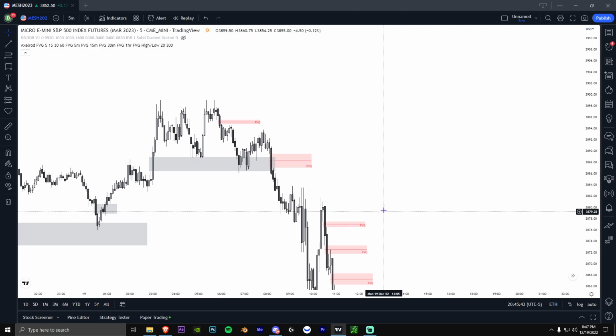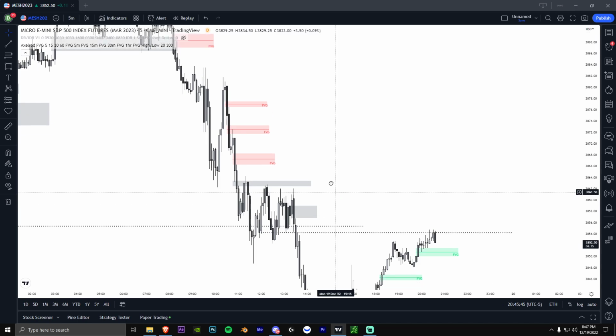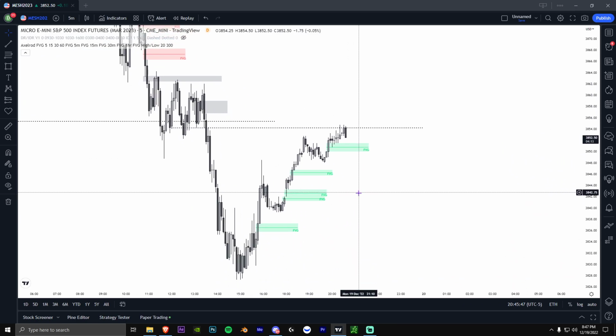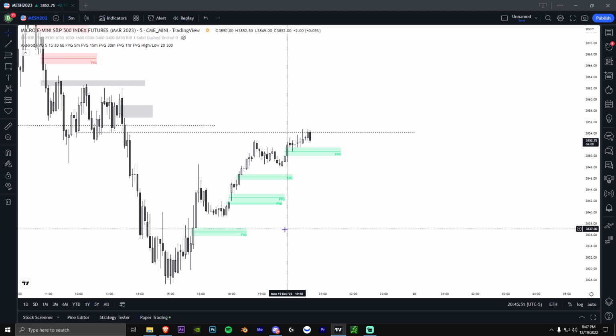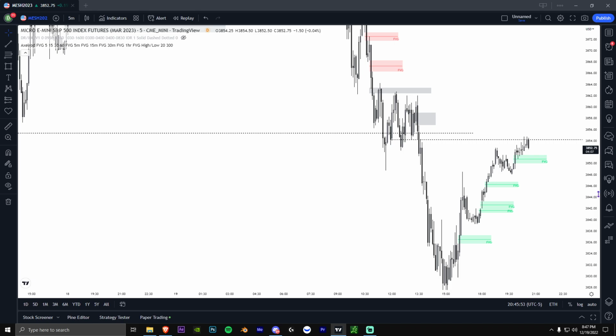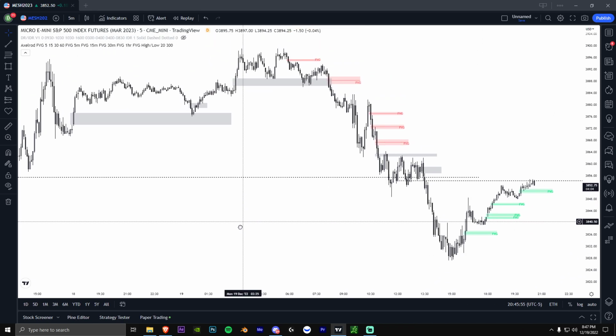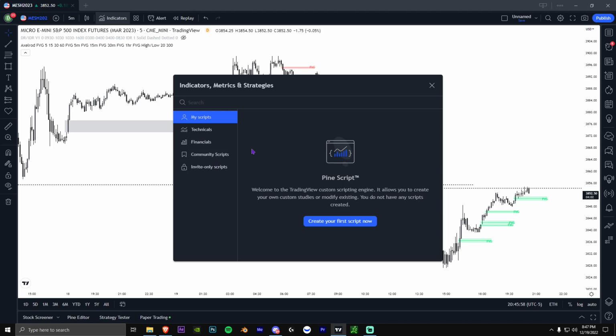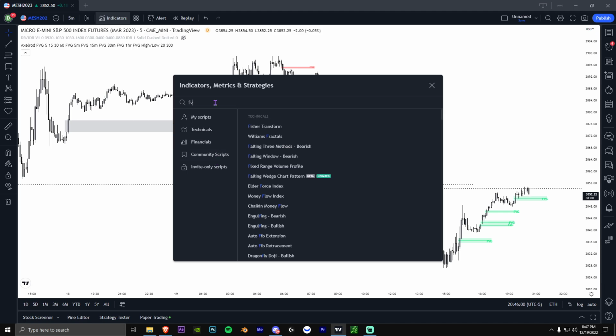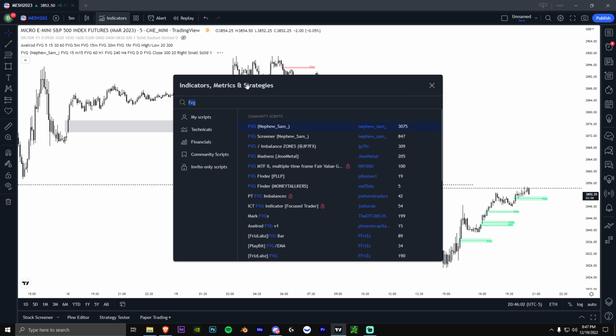This is a good indicator. This is not a fair value gap. I'm not sure why it has that. Maybe this is not. I just see these so much now.